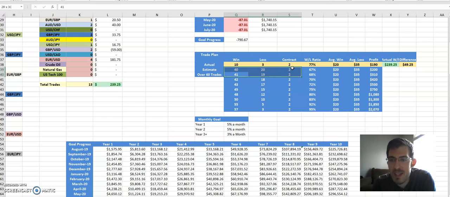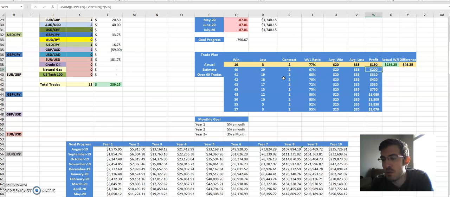So you can see even with a 67% win-loss ratio, I'm still making money over a 60 trade period, right? So if I make 60 trades, I have a 67% win-loss ratio. I'm making about $200 on 2 contracts per trade. So you can see right here what I'm actually doing. I'm at 10.3, so I'm at 77. And you can see that my profit should be about $190, but I'm actually at $239. So I'm actually above the estimated profit, that's awesome.